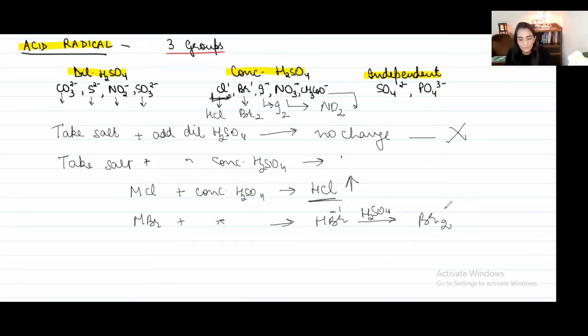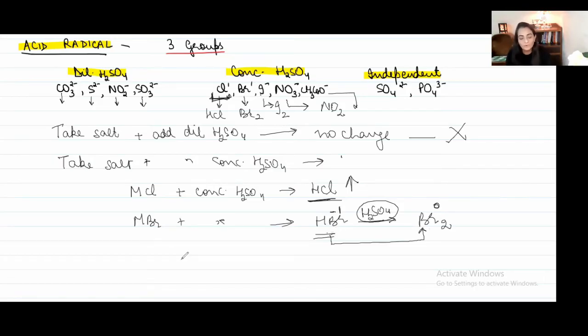This is going to undergo oxidation to bromine. Why? Because sulfuric acid is a strong oxidizing agent, and HBr is more easily oxidizable than HCl. HCl is the least easily oxidizable. So HCl remains HCl, doesn't convert to chlorine, whereas HBr converts to Br2. You get that reddish brown colored gas.